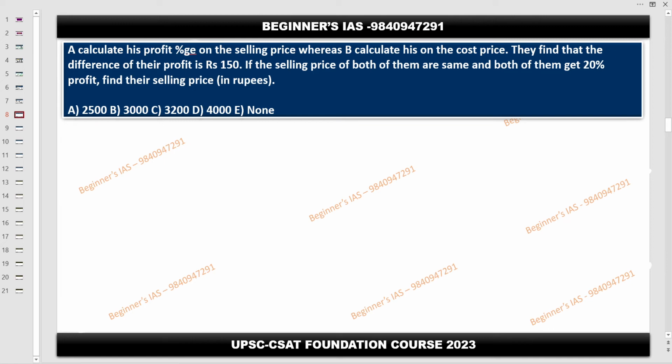A calculates his profit percentage on the selling price. Okay. B calculates it on the cost price. They find that the difference of their profit is rupees 150. If the selling price of both of them is the same and both of them get 20% profit, find their selling price in rupees. So that is the question now.